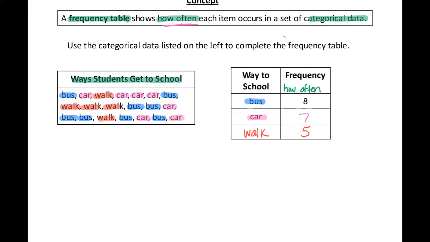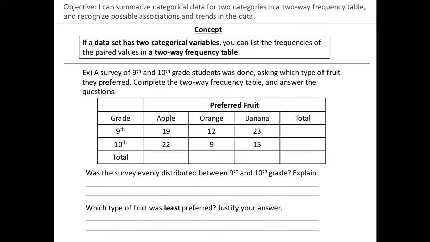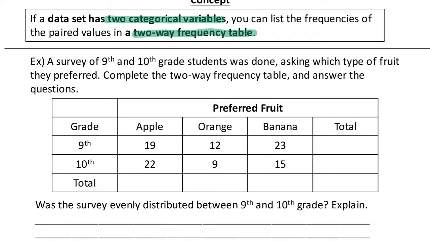Okay, this is just one data set though. Sometimes we'll have 2 data sets. So if we have 2 data sets to compare, it says the data set has 2 categorical variables. You can list the frequencies of the paired values in a two-way frequency table.